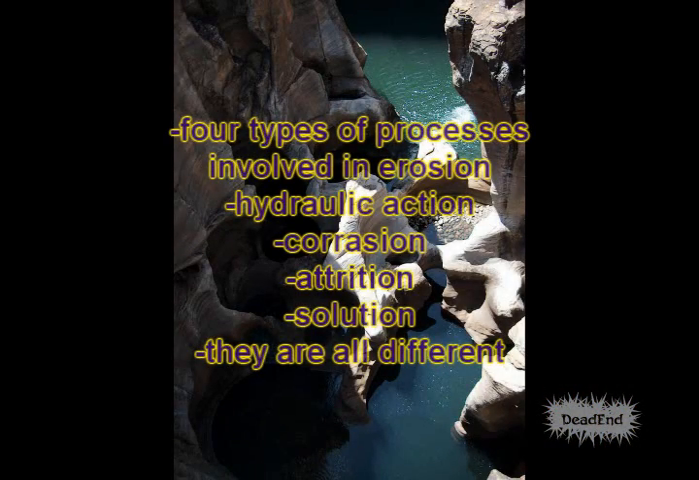There are 4 types of processes involved in erosion. They are hydraulic action, corrosion, attrition, and solution. While each of these processes is different, it's important to know that they occur.